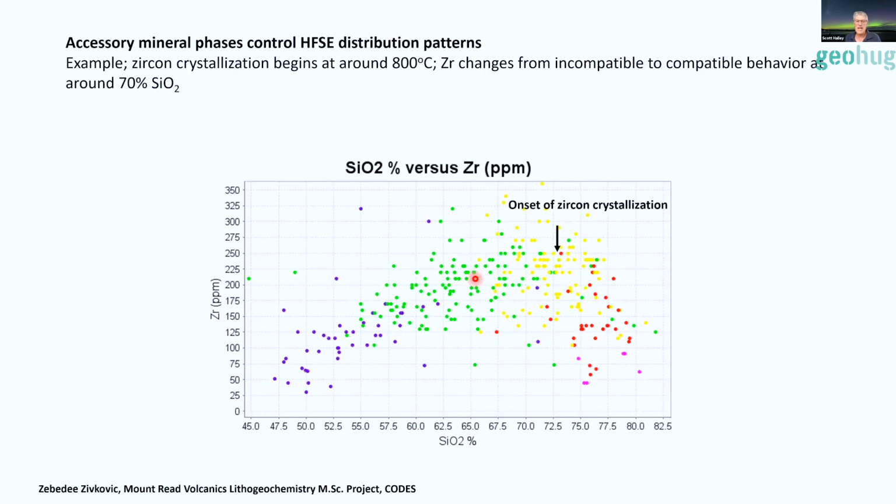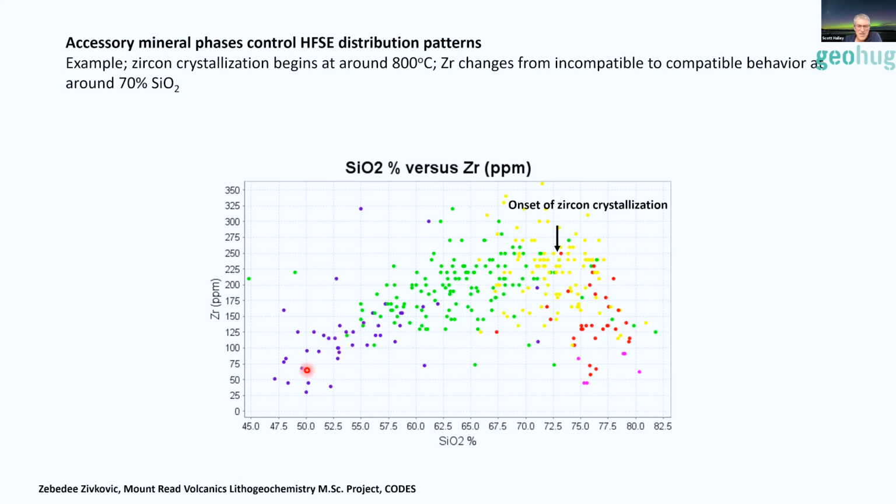Sometimes we'll see an element change behavior as the silica content goes up, as the temperature goes down. And zirconium is a classic example of that. So this is a really good type example from the Mount Read volcanics. I'll be showing you a lot of these plots. And this is exactly what you'd expect to see in pretty much all of the granites on the east coast of Australia and all of the eruptive felsic volcanics on the east coast.